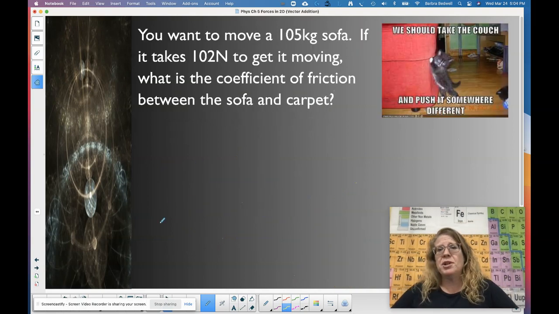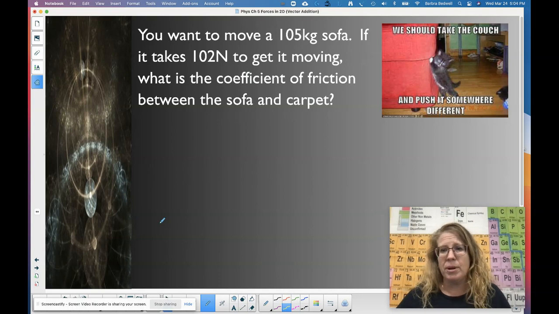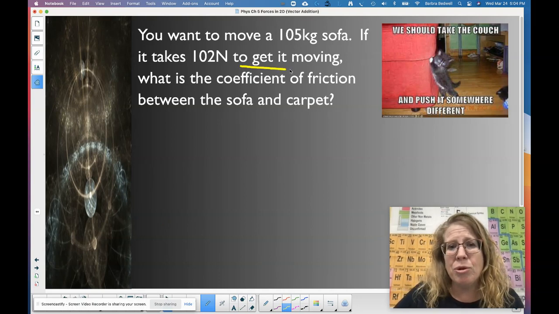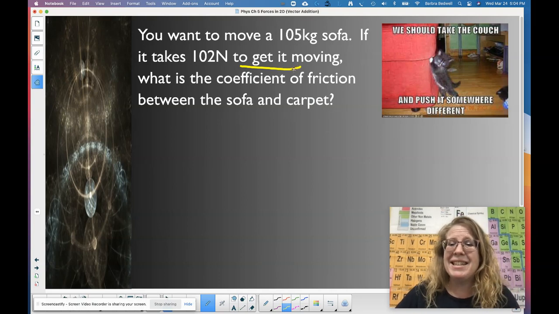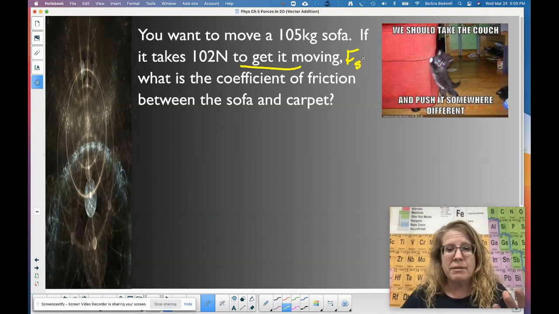All right, here we are trying to get a couch moving. You want to move a 105 kilogram couch, sofa, whatever you want to call it. If it takes you 102 newtons to get it moving, what's the coefficient of friction between the sofa and the carpet or the floor? If we're talking about getting it moving, so if we're just trying to get it started, we are now talking about Fs, static friction. It's not moving and we're getting it started.